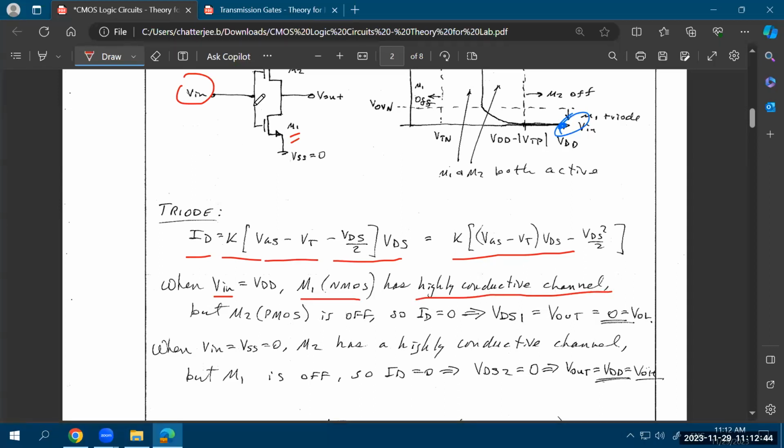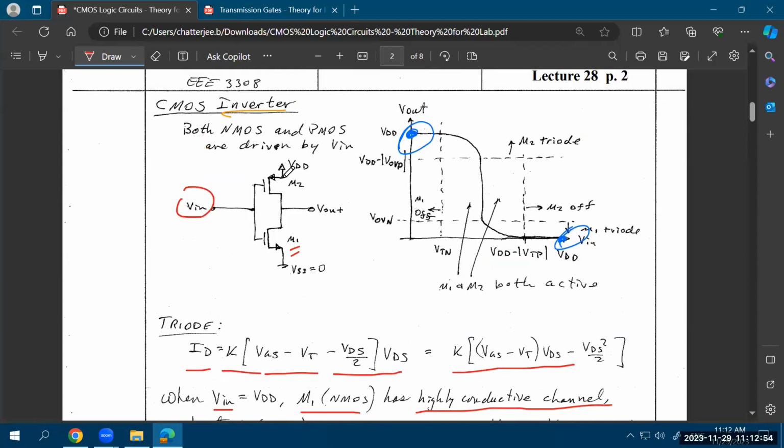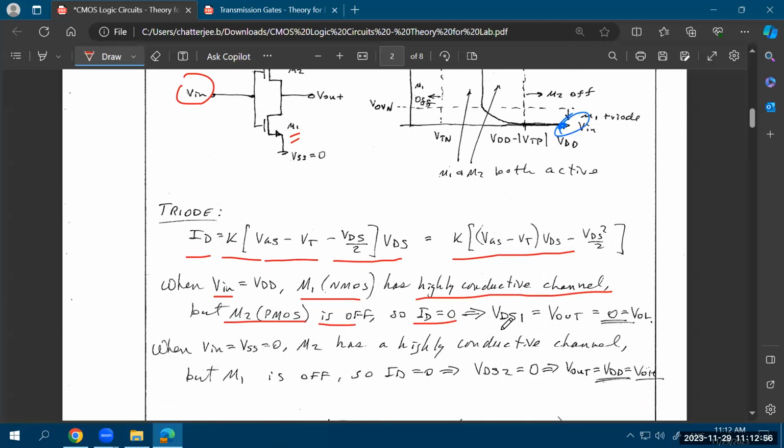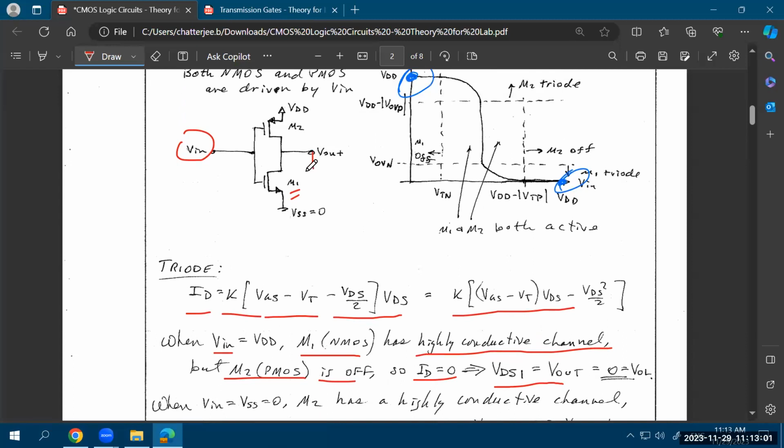This is in triode because your VGS is very high. But M2, the PMOS, will be off. So the ID current through the PMOS will be equal to 0. Because the ID current through the PMOS is equal to 0, the output, which is here, where you can connect a capacitor, is not charged anymore through this path. So this path does not exist when your input is equal to 1.